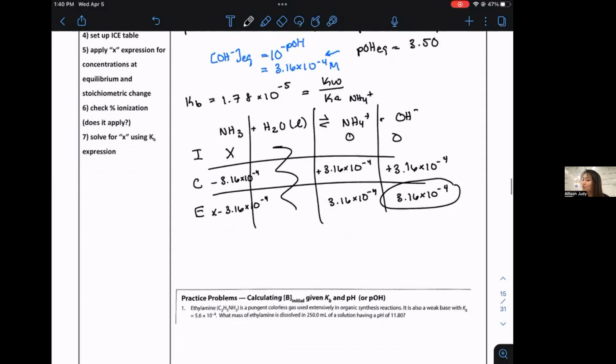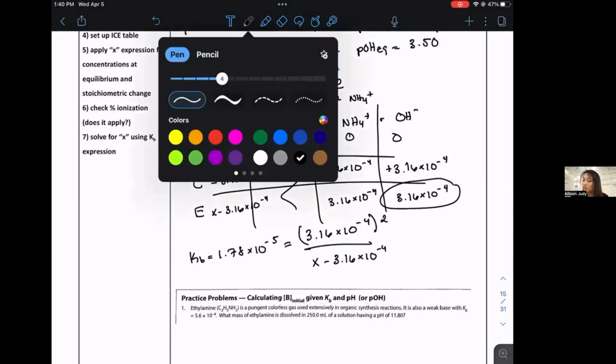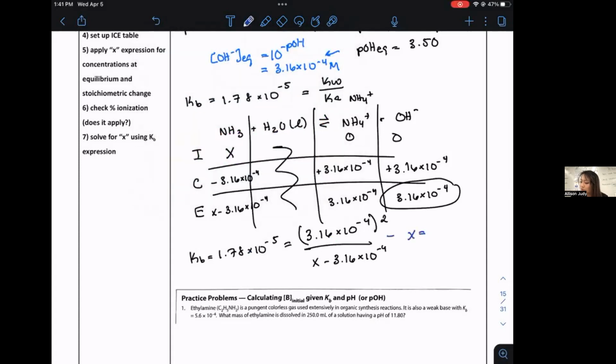So then what you do is you plug it into Kb. So you say Kb is equal to 1.78 times 10 to the negative fifth, which is equal to my product ion concentrations, 3.16 times 10 to the negative fourth, they just happen to be squared because it's a 1-to-1 ratio, all over x minus 3.16 times 10 to the negative fourth. And you would get that x is equal to 0.0059 molarity.